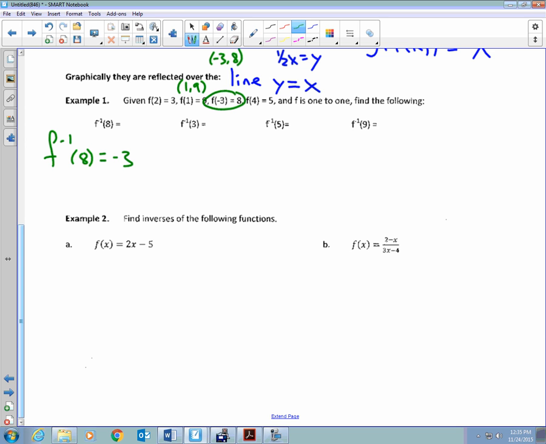So what would be f inverse of 3? 2 is the input that gives you an output of 3. F inverse of 5: 4 is the input that gives you an output of 5. And finally, f inverse of 9 is 1. You can see that 1 was the x value that gave you an output of 9. Okay, so can we handle that first basic example on our test? Okay, let's try something else that I think you'll do quite well with.